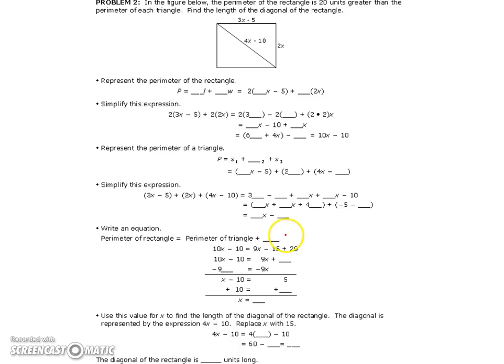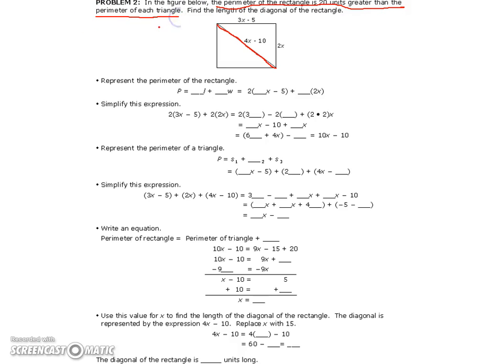The first says, in the figure below, the perimeter of a rectangle is 20 units greater than the perimeter of each triangle. Find the length of the diagonal of the rectangle. So our question is asking us to find this piece right here. I want to find out just how long the diagonal of this rectangle is. Okay, so let's look at one of the clues they provide us. It says the perimeter of the rectangle is 20 units greater than the perimeter of each of the triangles.